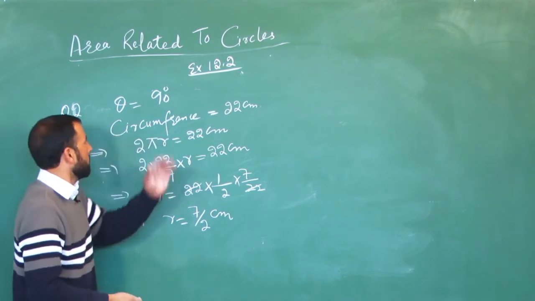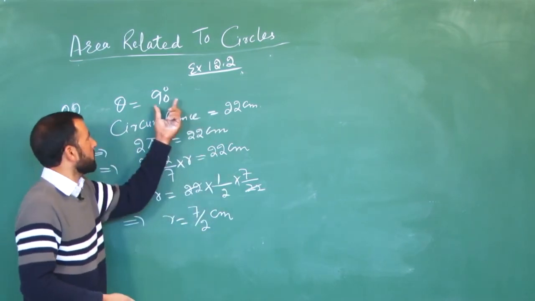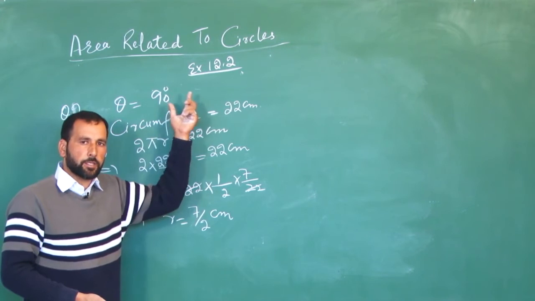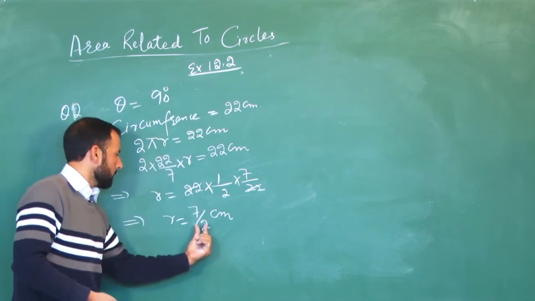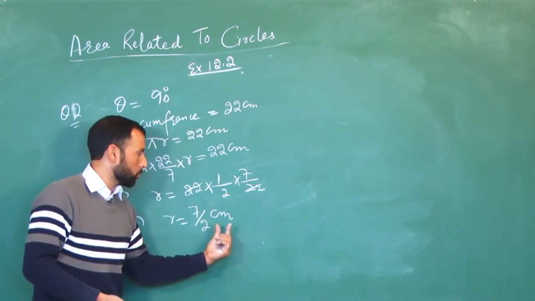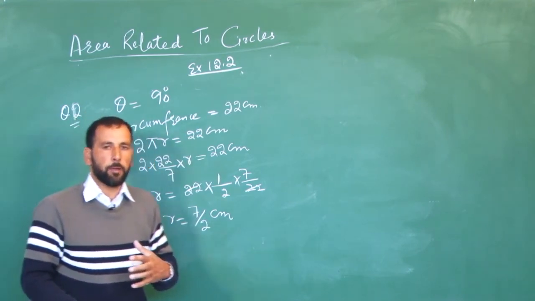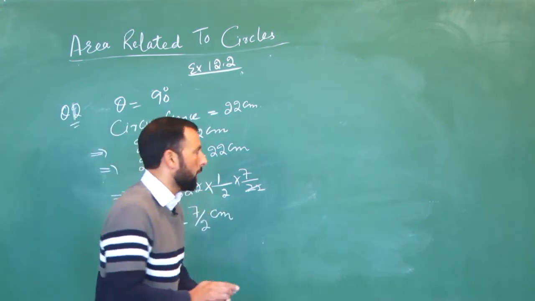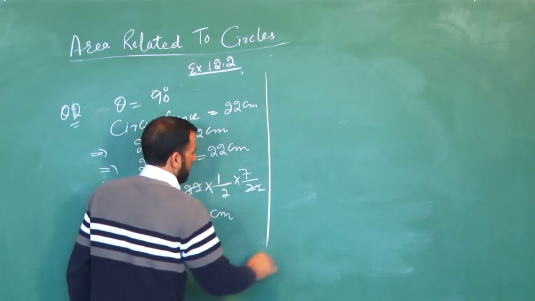So in this question now we have theta equal to 90 degrees, means sector angle, and radius equal to 7 divided by 2 centimeter. Now what we have to find? Area of the quadrant. Now area of quadrant.